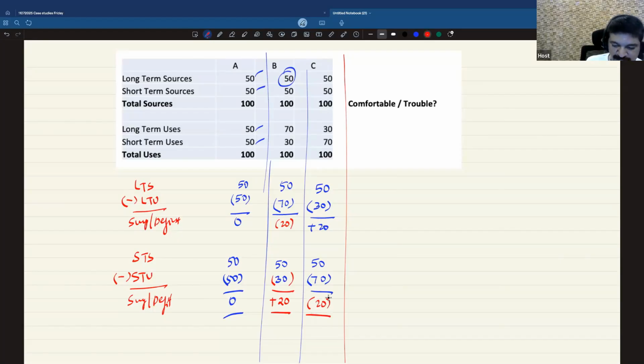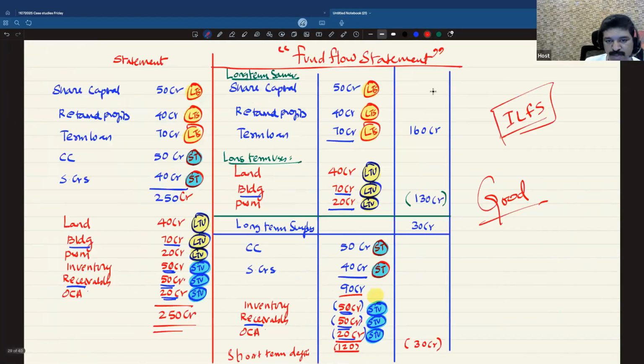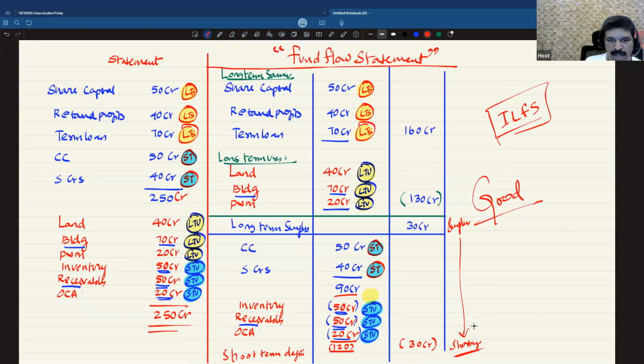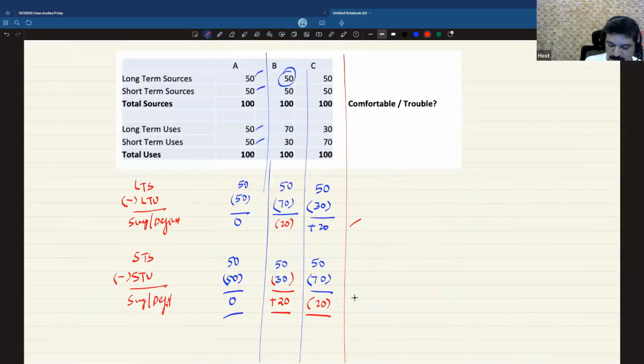I think company C is similar to this company, yes or no? Company C is similar to this company. It means on the short-term front, they have a shortage. On the long-term front, they have a surplus. So that surplus has been used for supporting the shortage. Okay, so this is good.